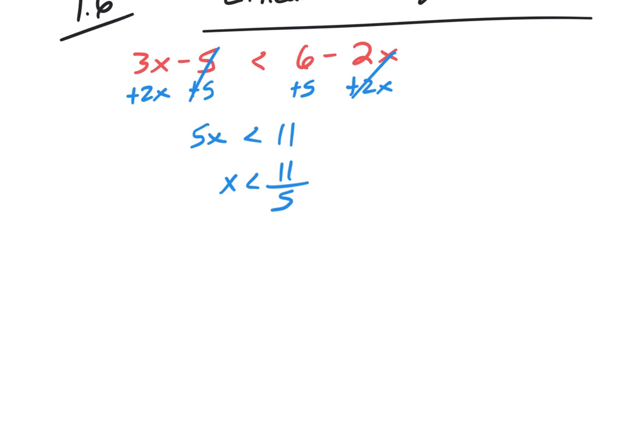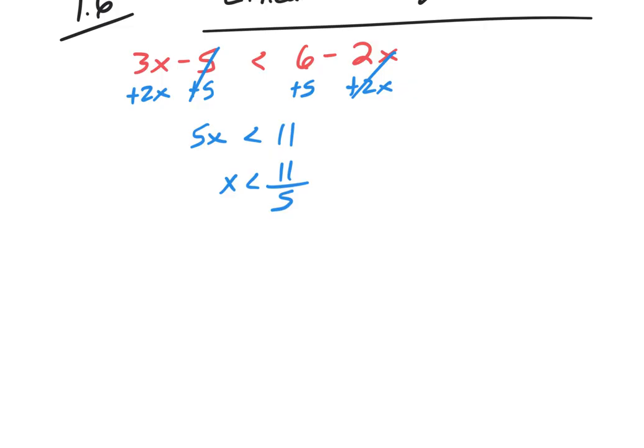Okay, so the way that we're going to write our answer today, we're going to write our answer essentially three different ways. Okay, this would be the solution. X is less than 11/5. That means any value less than 11/5 would work. Yesterday we talked about checking our answer, right? We could still check this. Anything less than 11/5 would work.